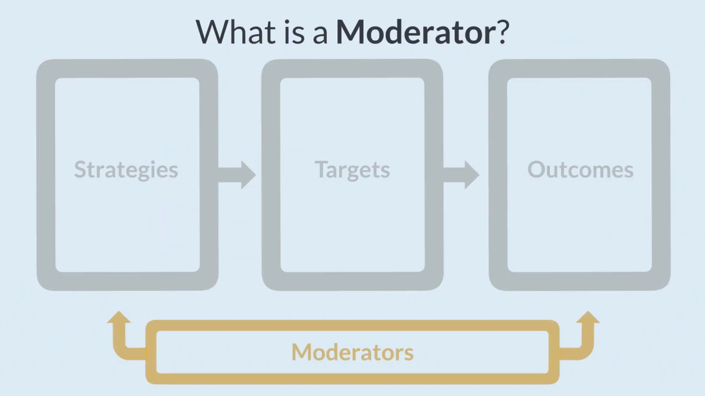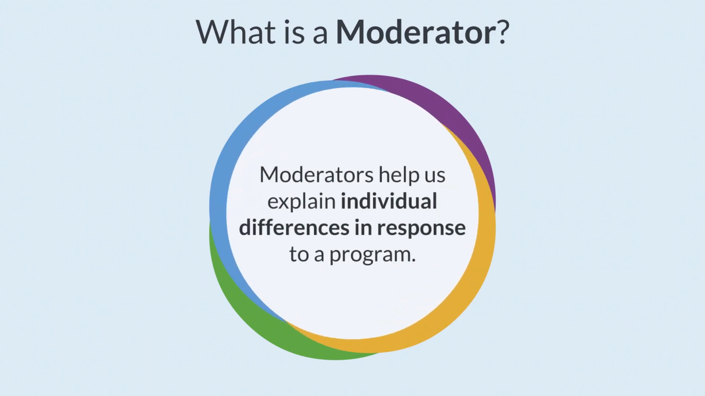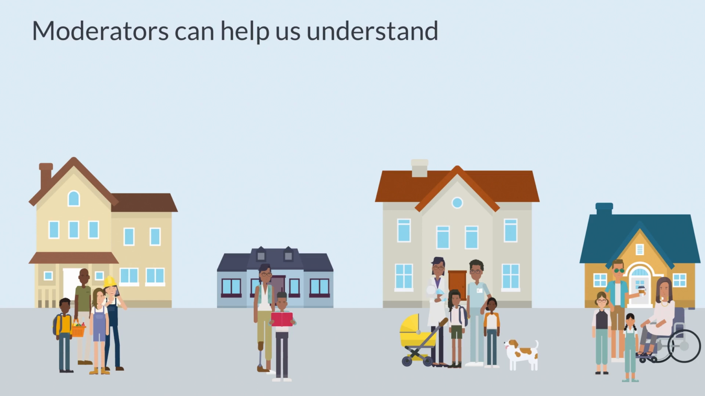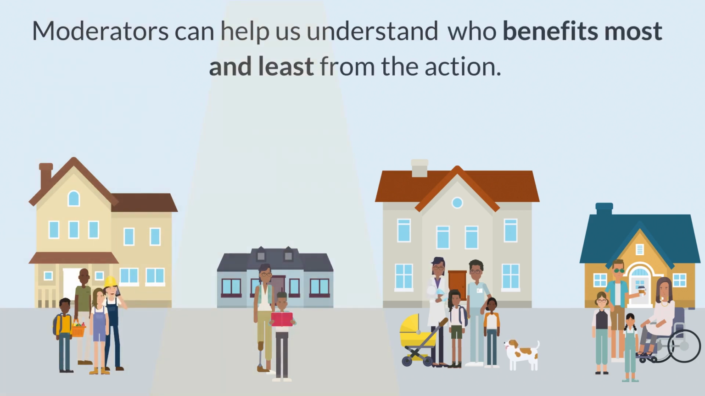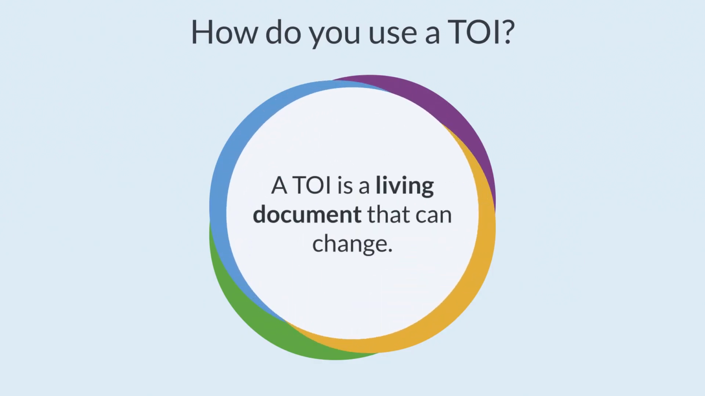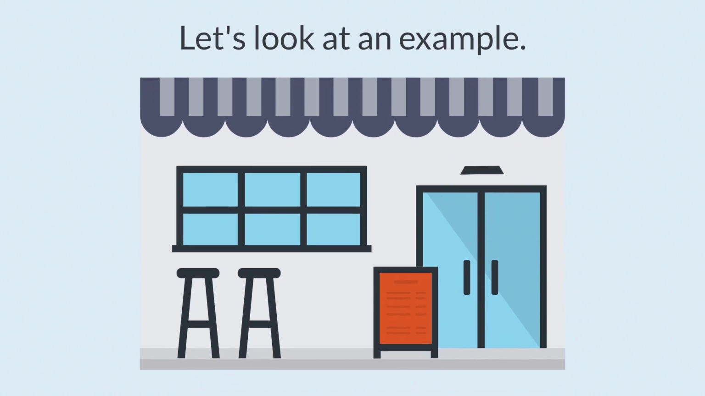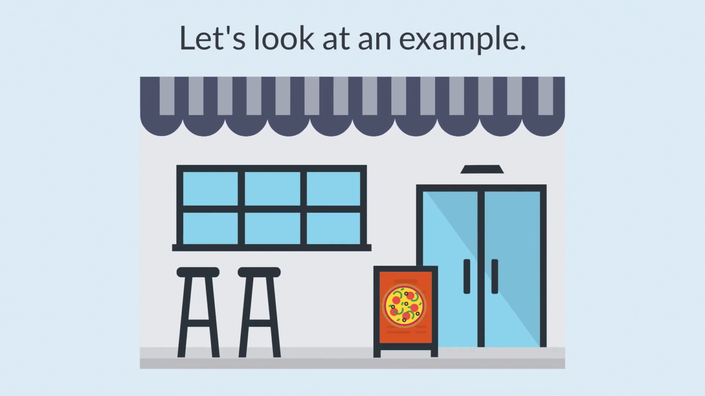Last, we will discuss moderators. Moderators help us explain individual differences in response to a program. Moderators can help us understand who benefits most and least from the action. An important thing to remember is that a theory of impact is a living document that can change and be updated over time. Now that we've defined each section of a theory of impact, let's look at an example to understand how to put the pieces together.